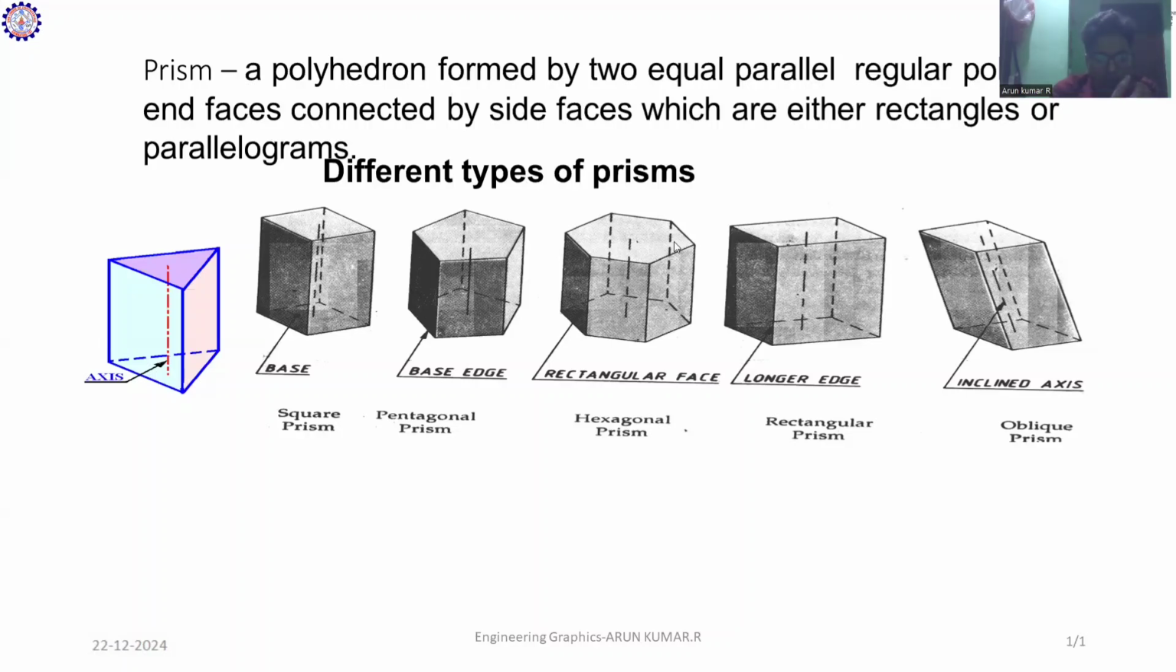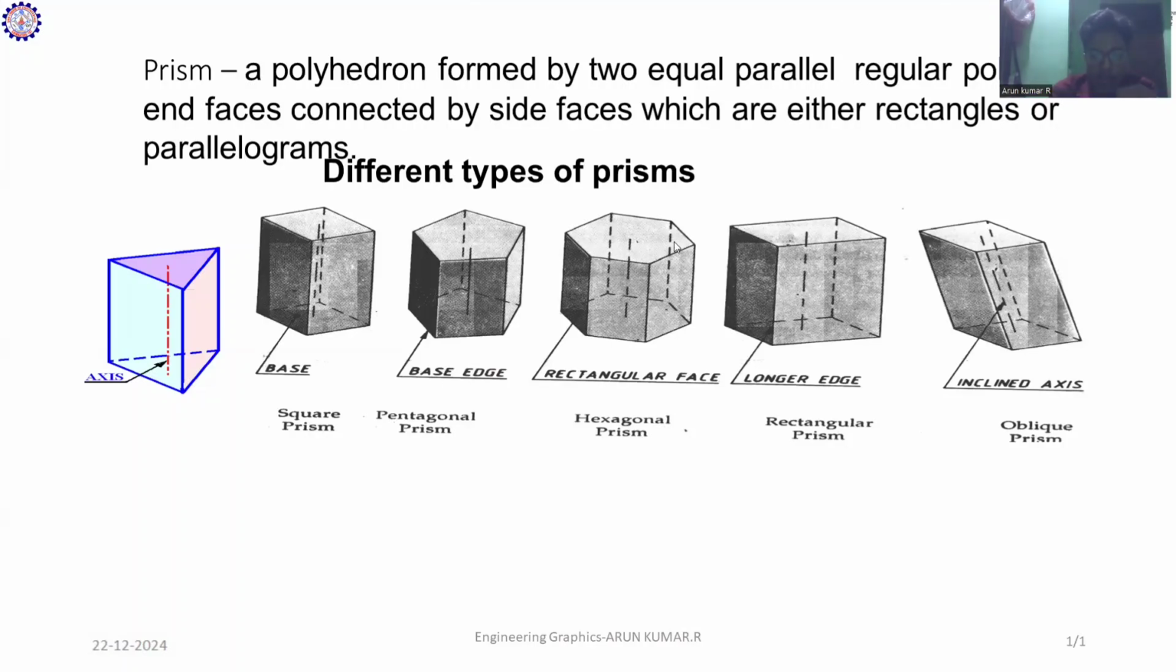When we discuss the prism category problems, these are the parameters. I have taken different solids in front of you for clear understanding, so that you understand the different types and different conditions in which the solid will be placed. First of all, what is the meaning of prism? A prism is a polyhedron formed by two equal and parallel regular polygons.